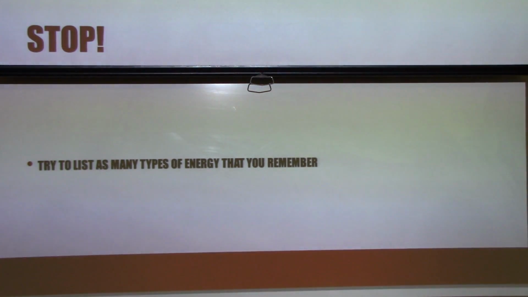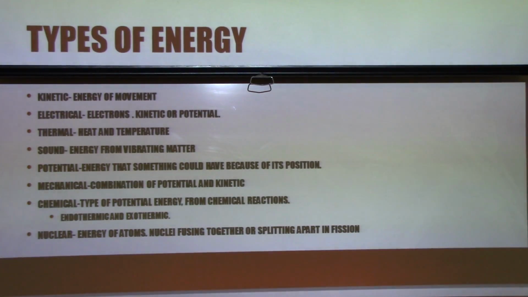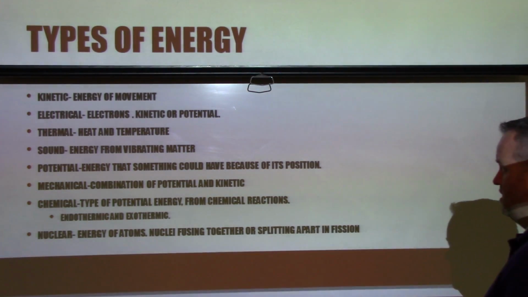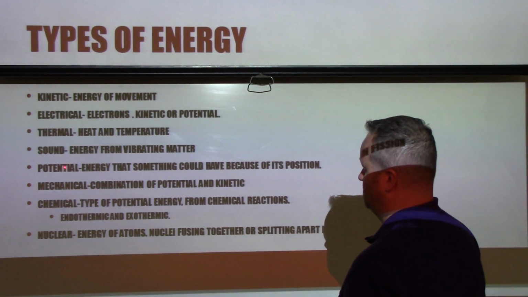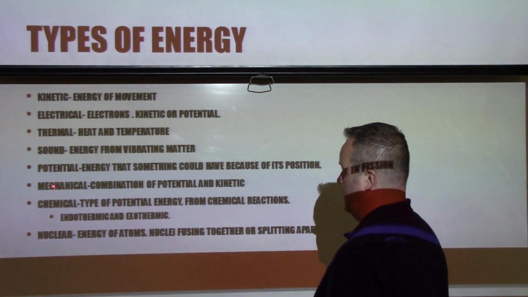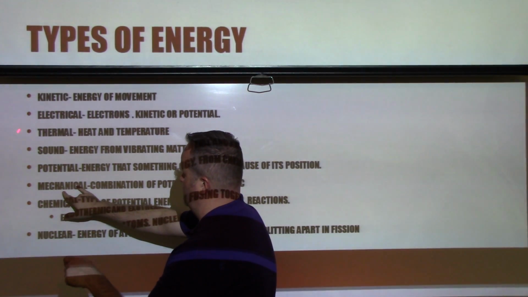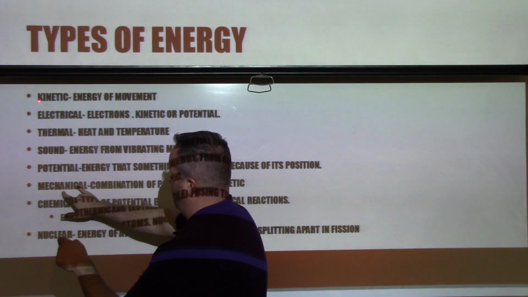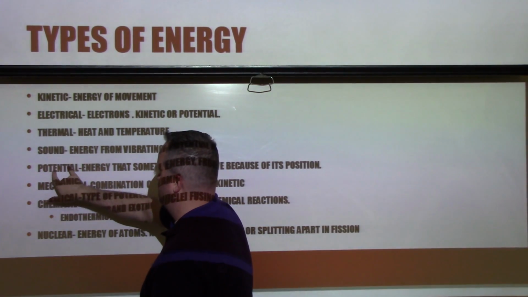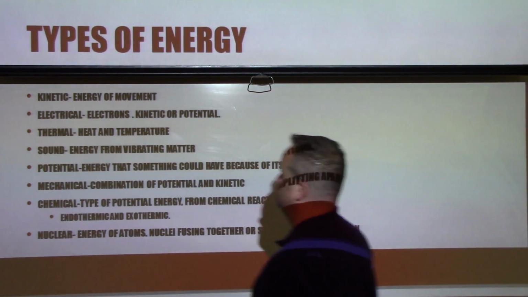Okay, hopefully you can remember a lot. Let's go back. You can look at the list again. It's right here. Kinetic, electrical, thermal, sound, potential, mechanical, chemical, and nuclear. Now the three we're going to talk about the most are kinetic, potential, and mechanical. And this is pretty easy because mechanical is just a combination of potential and kinetic. So if you add potential to kinetic, you get mechanical.